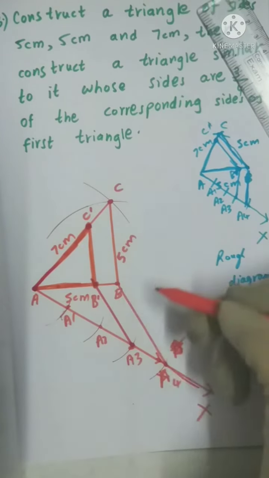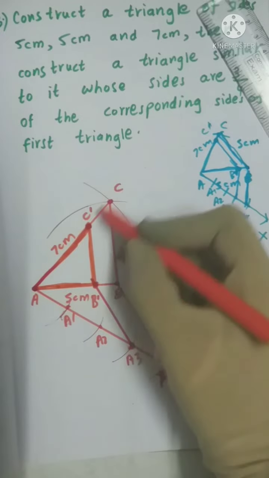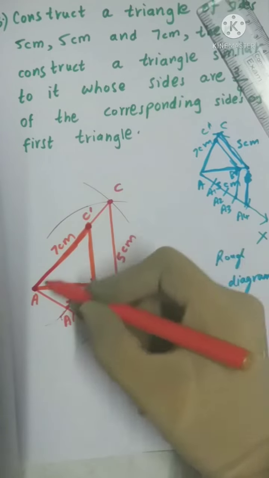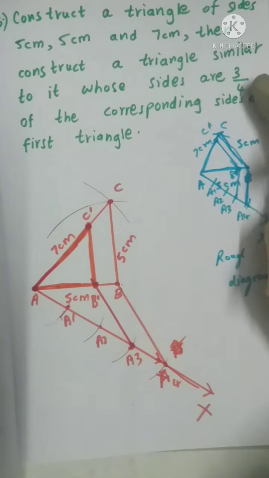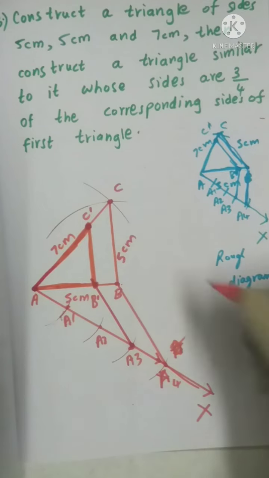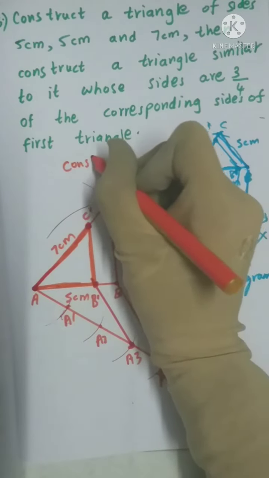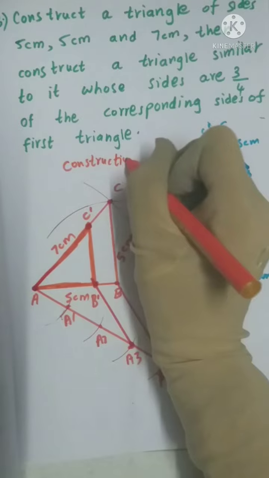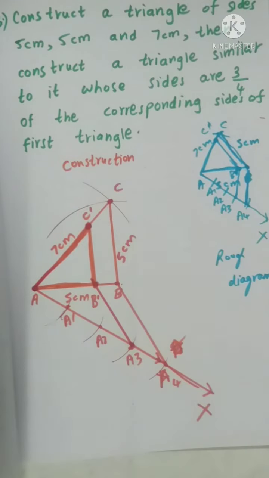So here I see that when compared to this bigger triangle ABC, AB dash C dash is a smaller triangle. Why is it smaller? Because it has to be in the ratio of 3 by 4. So construction is done. It's very easy. Don't miss this question if it comes in the exam. I'll explain the steps of construction, which you also have to write.